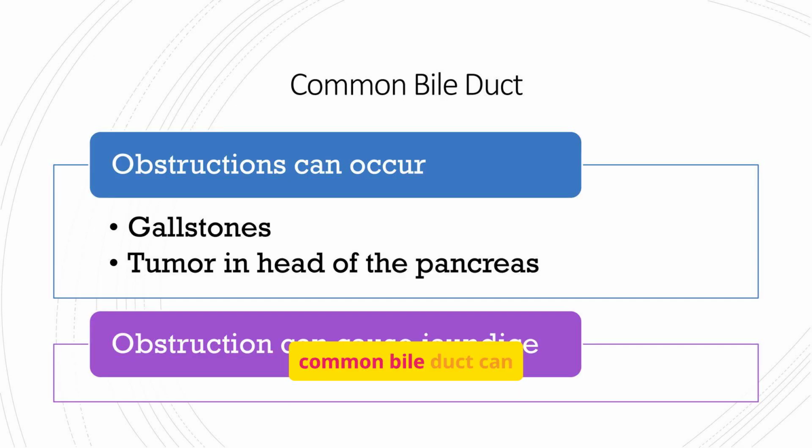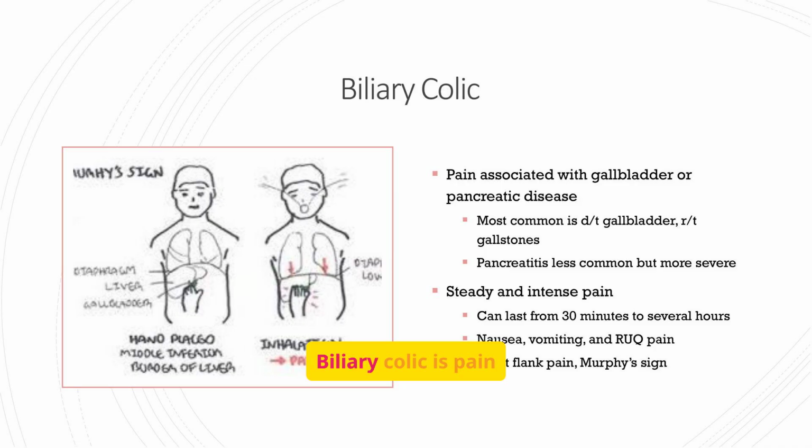Obstructions of the common bile duct can have serious consequences. These obstructions can be caused by gallstones or even a tumor in the head of the pancreas. A key sign of common bile duct obstruction is jaundice, a yellowing of the skin and eyes. Biliary colic is pain associated with gallbladder or pancreatic disease, most commonly due to gallstones.